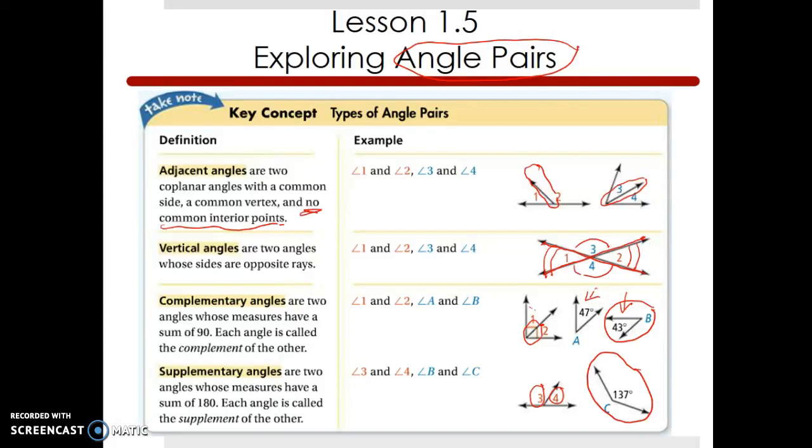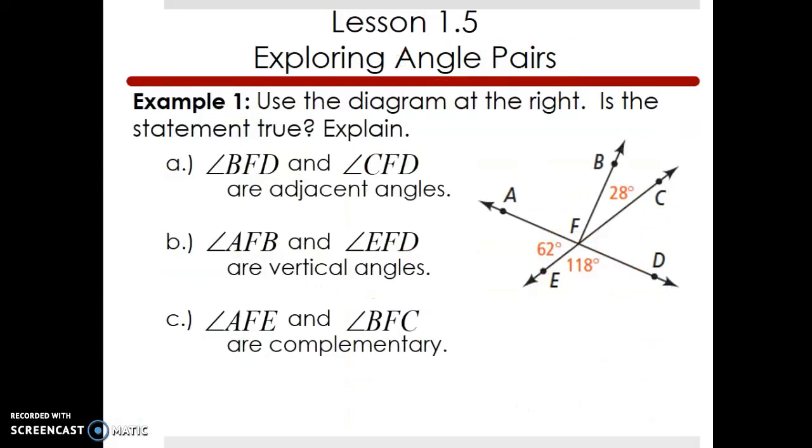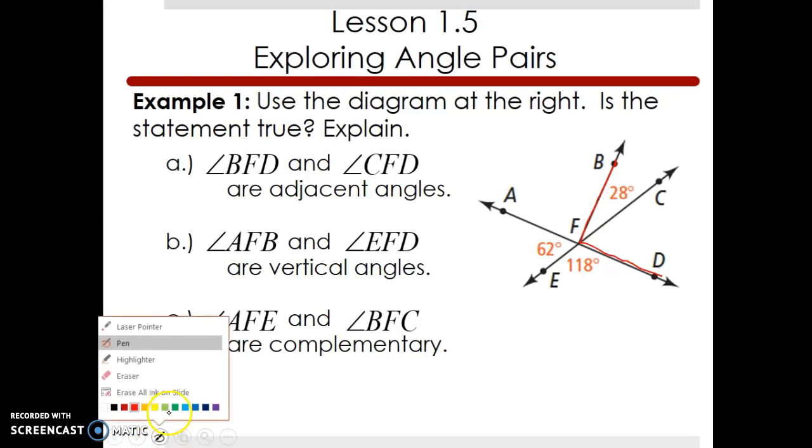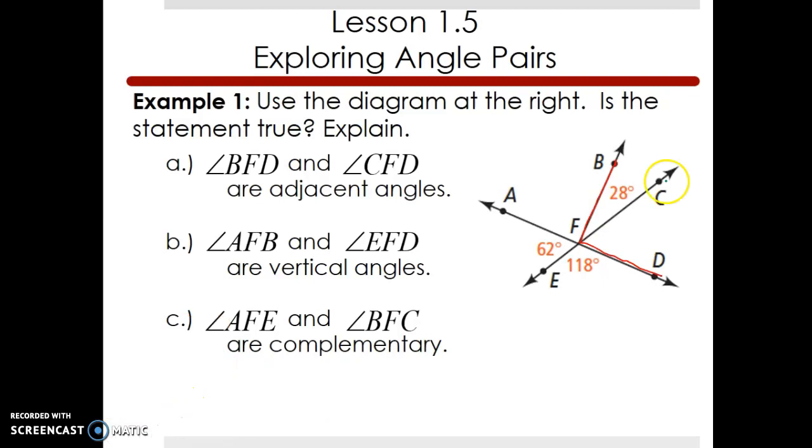Next, we're going to try a couple of practice problems. We have to use the diagram on the right and determine whether each statement is true or false and why. The first one says BFD and CFD are adjacent angles. First I'm going to mark them up. BFD is this angle right here. And CFD, I'm going to change my color, is this angle right here.